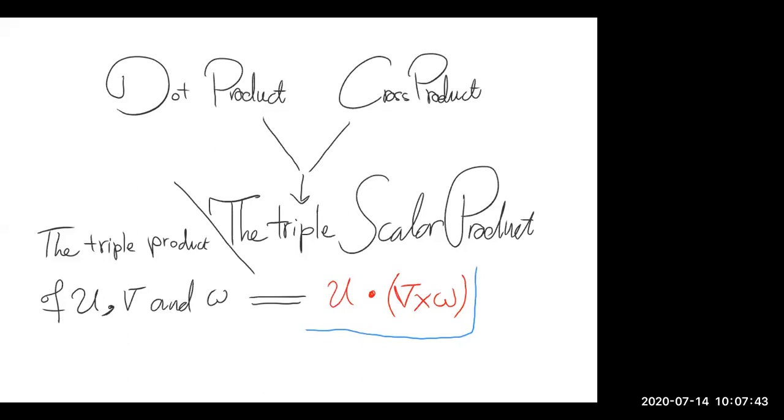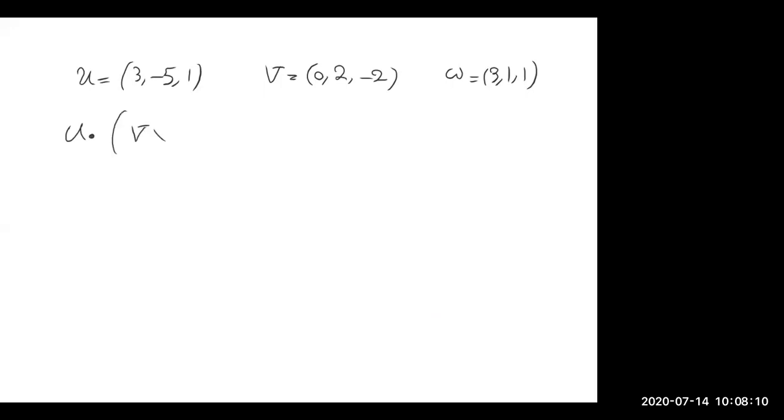So let's compute one example. Let's say u is (3, -5, 1), v is (0, 2, -2), and w is (3, 1, 1). What is the triple product of u, v, and w? It's the inner product of u with the cross product of v and w. So when we want to compute this, we should start by first computing the cross product of v and w.